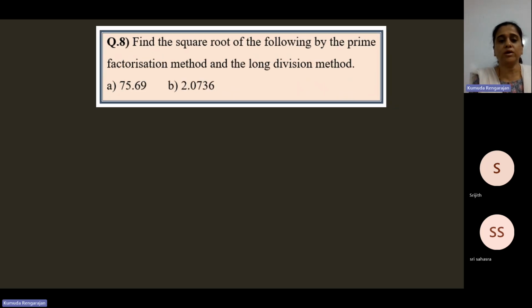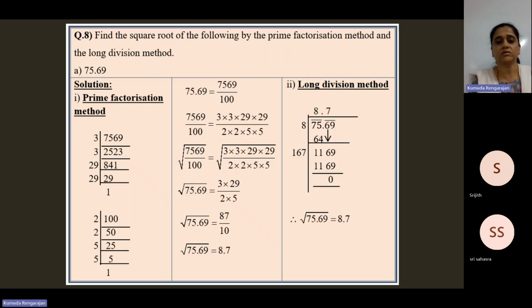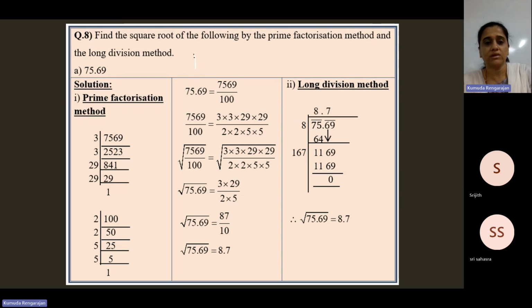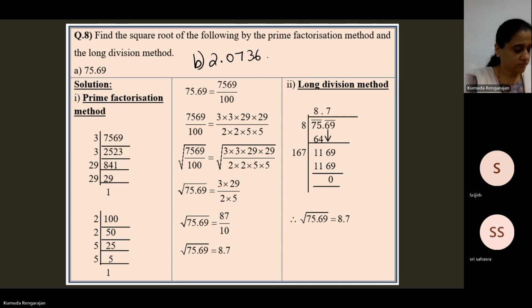The next number is 2.0736. You're finished? 2.0736. Yeah, try the next one.